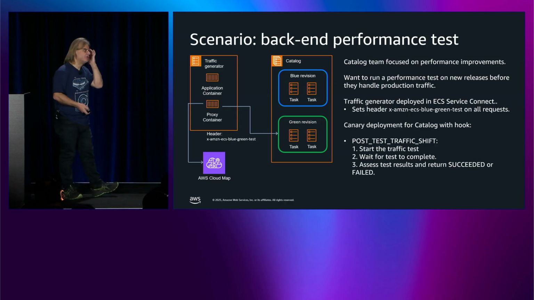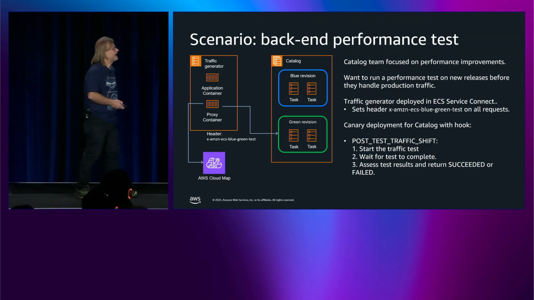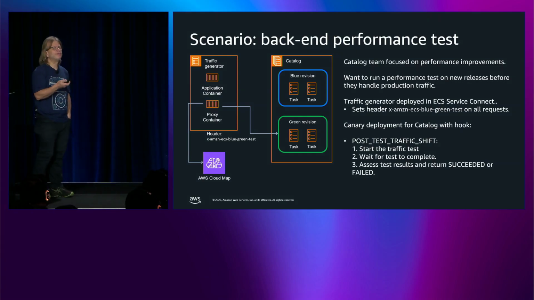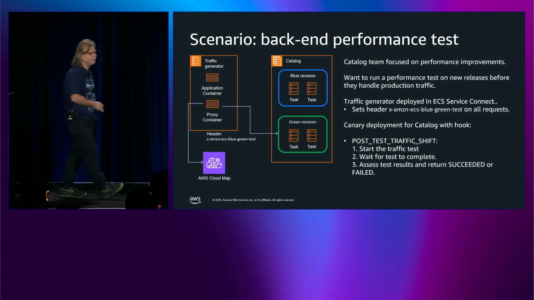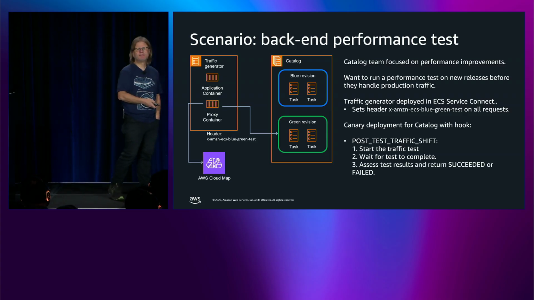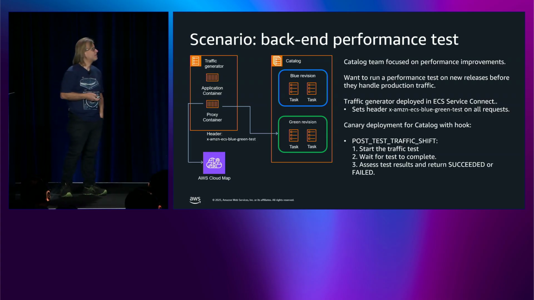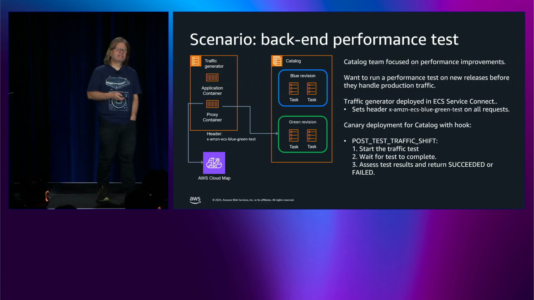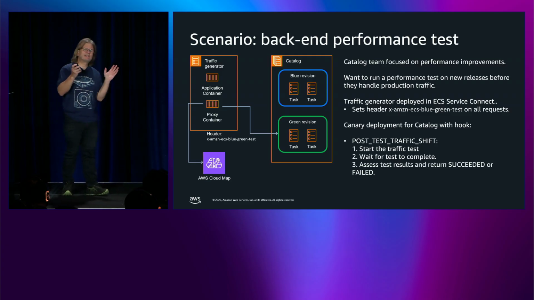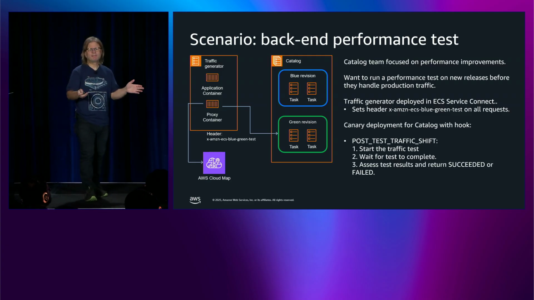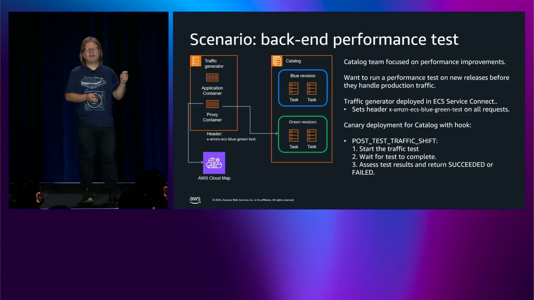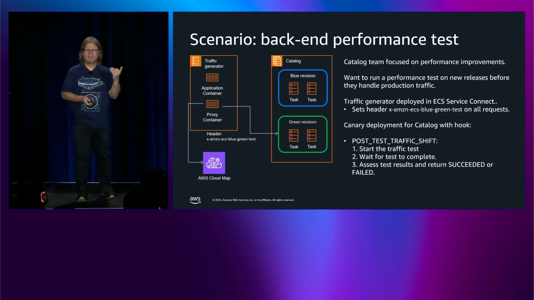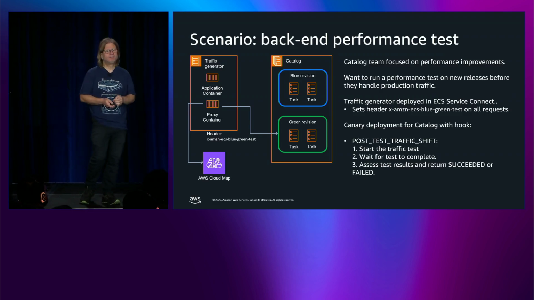So how did Unicorn use this? The catalog team were very concerned about performance, and they wanted to make sure they do performance tests on any new revision of the service before putting it into production. So basically, they implemented this using two things. They put a traffic generator in the Service Connect namespace, and this traffic generator generates load, and all the requests are automatically marked with the test header.